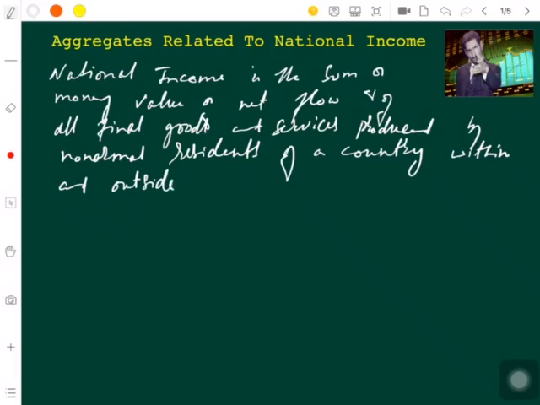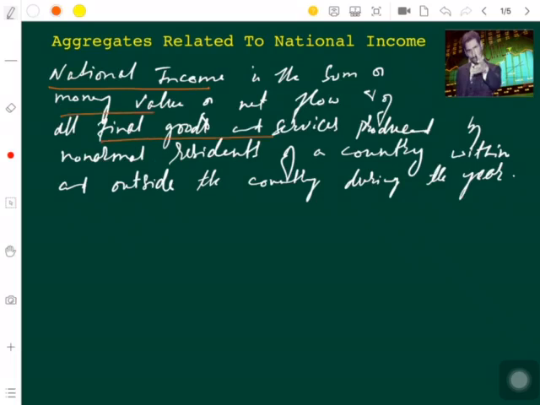So these are two very important words which we will have to understand: outside the country. Normal residents of a country, we have explained it during the year. Look at the definition. The definition in itself is saying all of the things. So we are talking about the national income, which is the money value of net flow of all final goods and services produced by normal residents within or outside the country. These terms have already been explained.